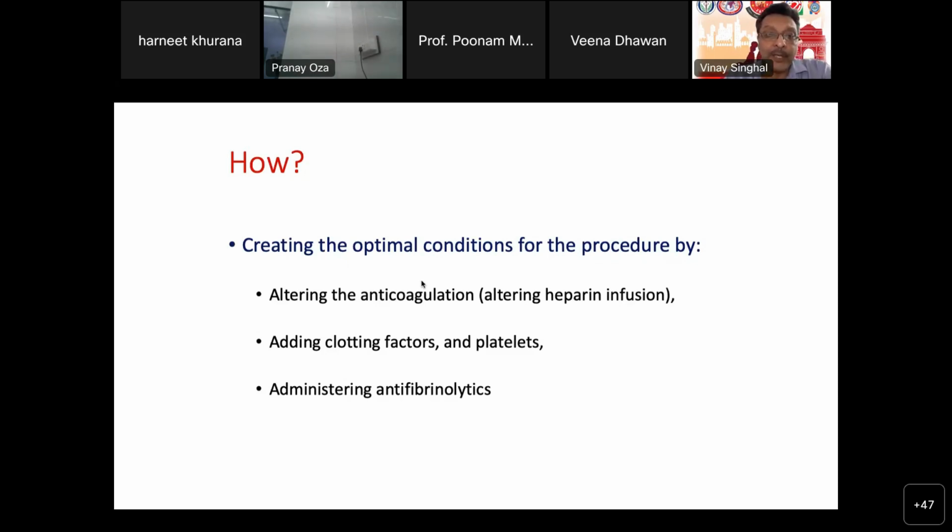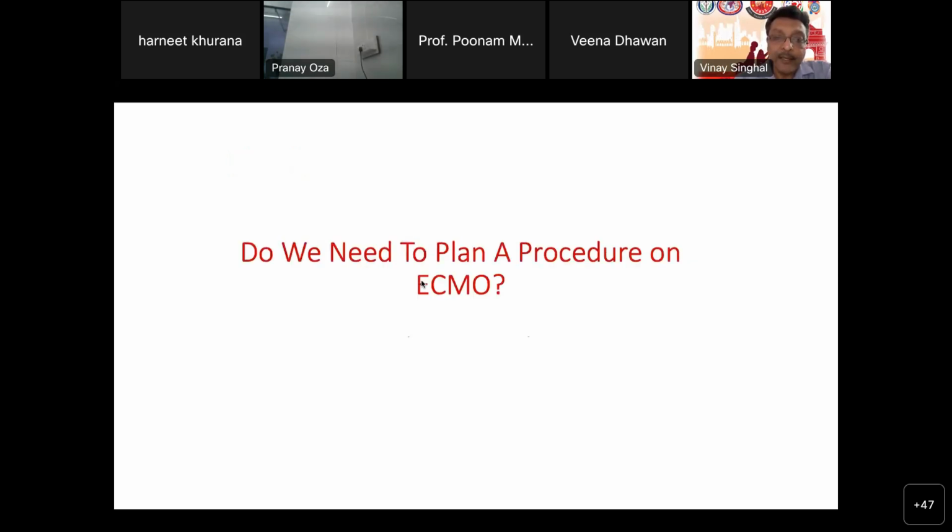Sometimes your patient may have deficient coagulation. So here you need to add some clotting factors, or arrange plasma, FFPs, platelets, blood, and other blood products. And administer antifibrinolytic if required. We have to prepare ourselves for that. Next slide, please.